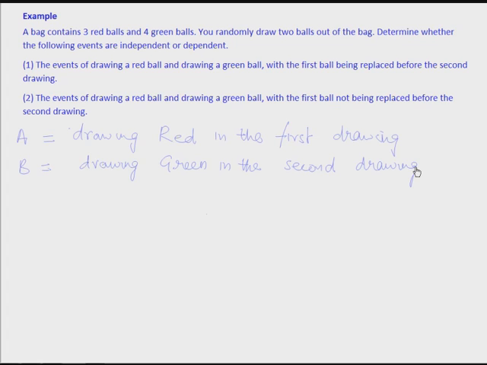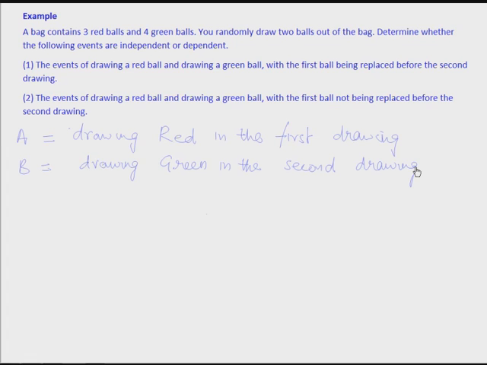Clearly, when we put back the ball and draw again, we are back to status quo. The probability of event B happening is not affected by what happened in the first drawing at all. So it's not affected by whether or not event A occurred in the first drawing. So in this case, events A and B are independent.